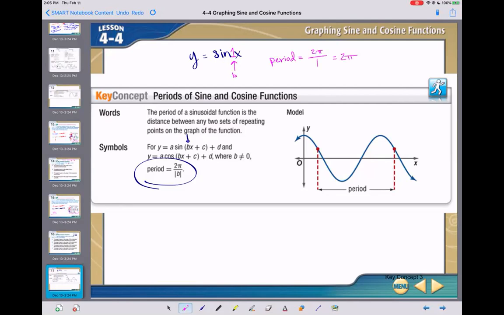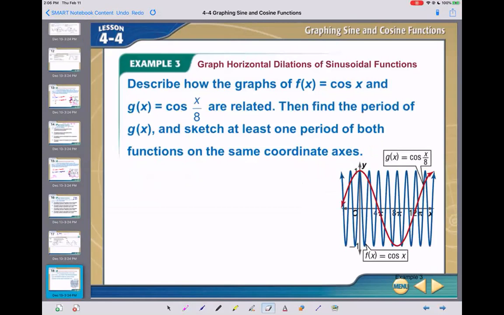So the standard period for sine and cosine is 2 pi. That means without a transformation, the period will take 2 pi. If you get a b value, then you divide 2 pi by your b. And they put absolute value here. Just to say, we always list the period as a positive value because we're talking about the amount of time, and you never list it as a negative. So no matter what your value is, just take the positive of it. Let me show you some of these. We're going to look at the graph of cosine x versus cosine of x over 8. So I'm looking on my graph, and the blue is f.